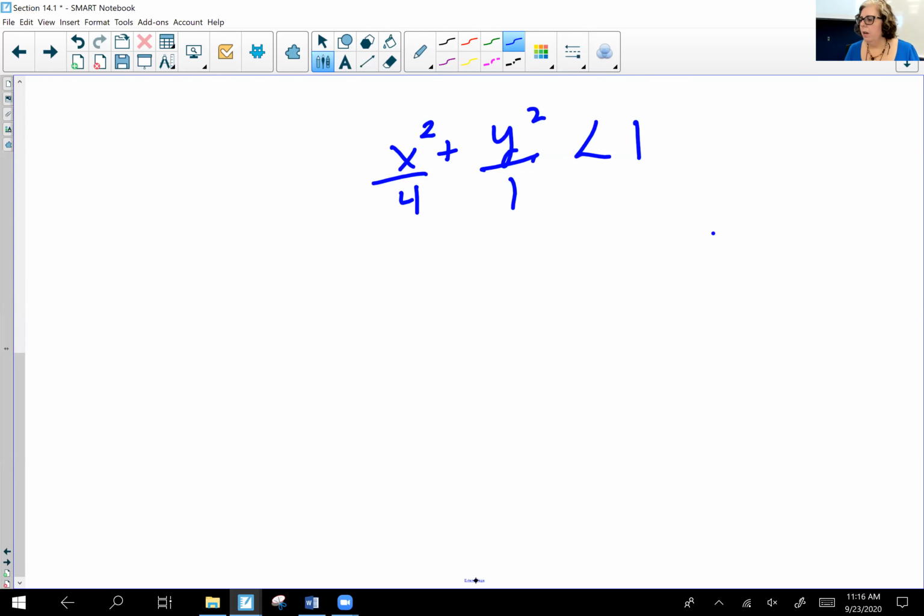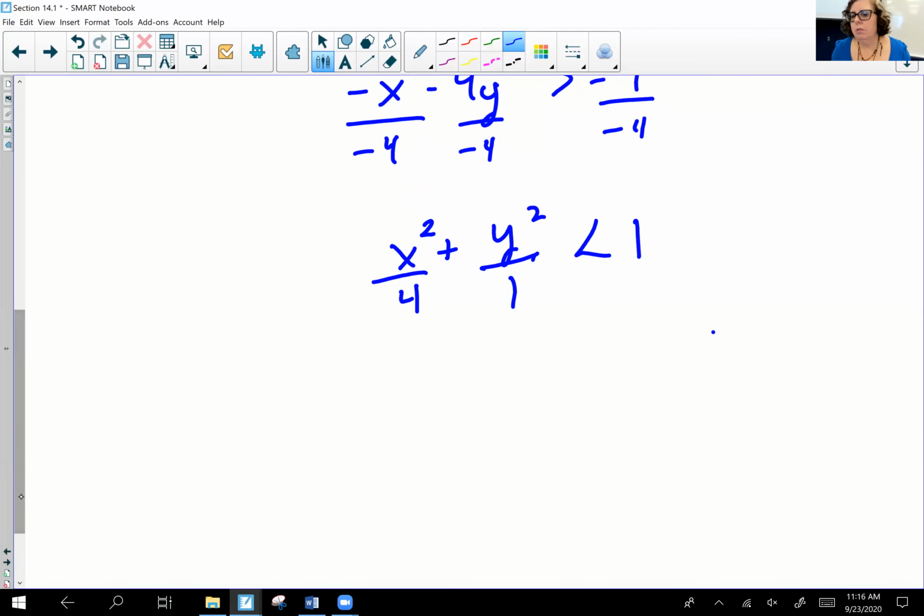Okay. Now, we spent some time in 12.6, that's just one of the reasons why we spent time in 12.6. We spent some time remembering what those shapes look like. Okay, and so what is this particular shape going to look like? It's going to look like what? Good, Hannah's got it. It's going to look like an ellipse.